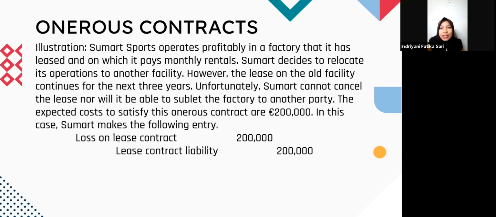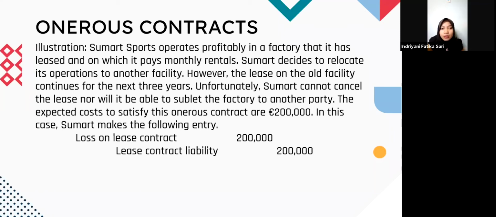Next, the unavoidable cost of meeting the obligation exceeds the economic benefits expected to be received. The expected cost should reflect the least net cost of exiting from the contract, which is the lower of, first, the cost of fulfilling the contract, or second, the compensation or penalties arising from failure to fulfill the contract.